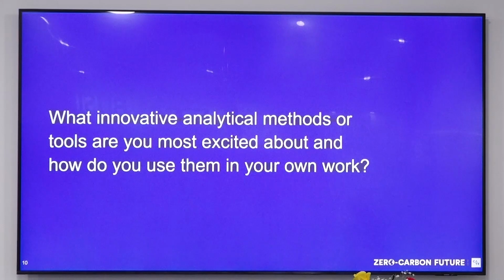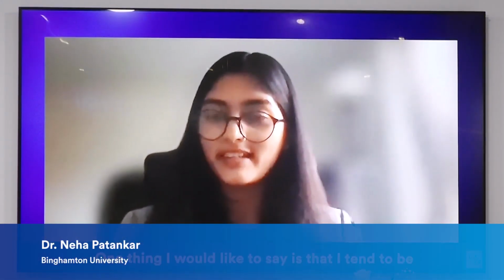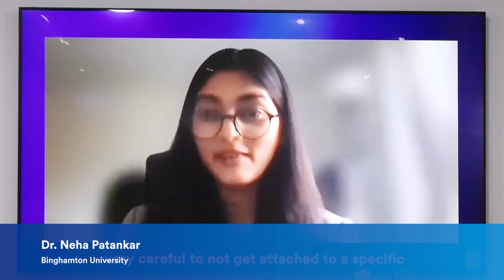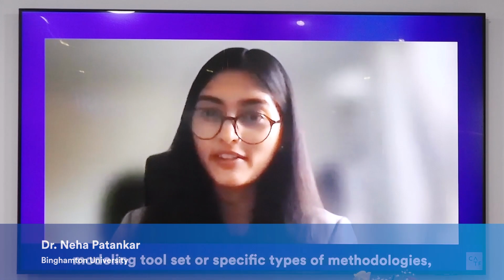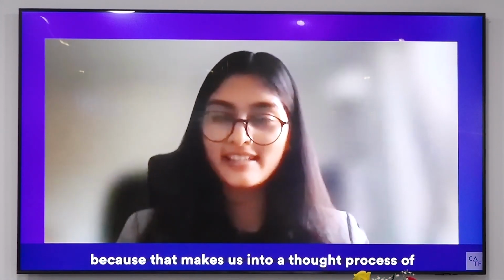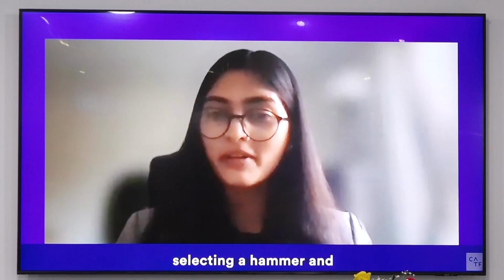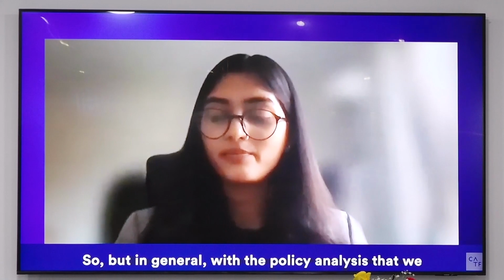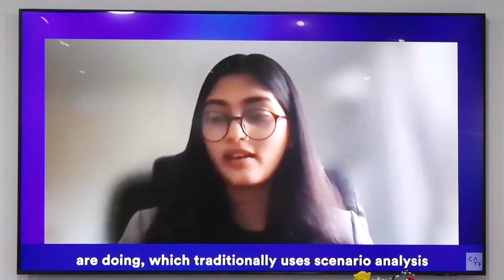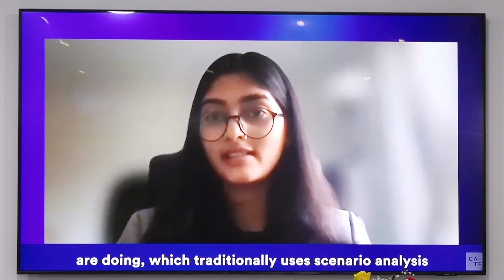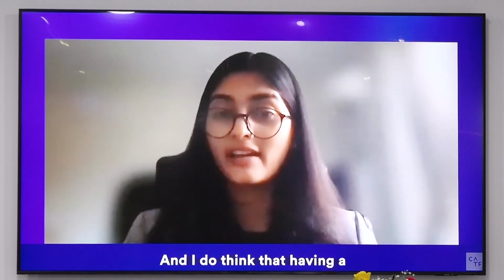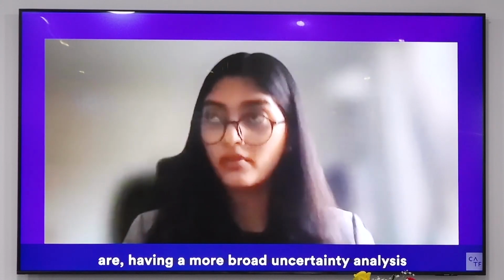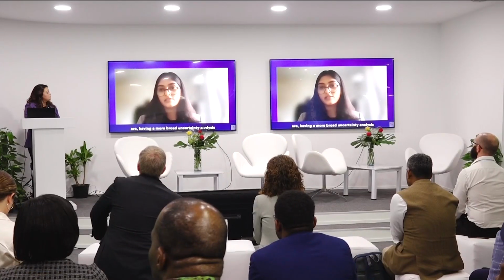So here we go. One thing I would like to say is that I tend to be very careful to not get attached to a specific modeling toolset or specific types of methodologies, because that makes us into a thought process of selecting a hammer and finding nails to hammer with. But in general, with the policy analysis that we are doing, which traditionally uses scenario analysis, has some limitations.